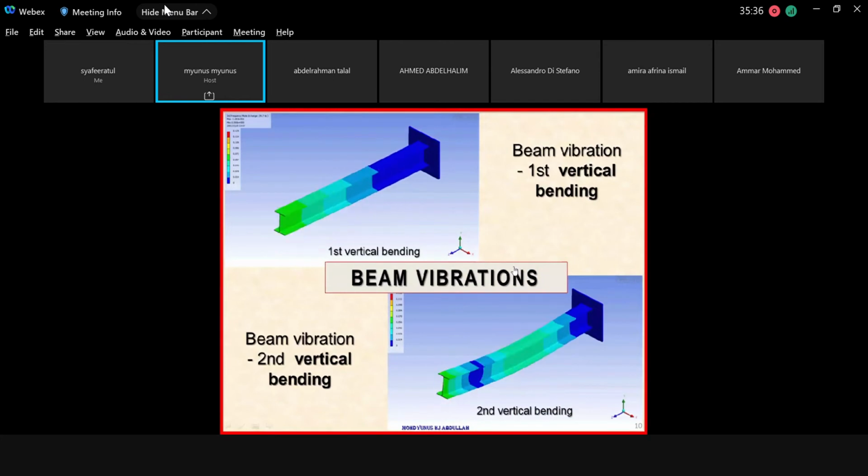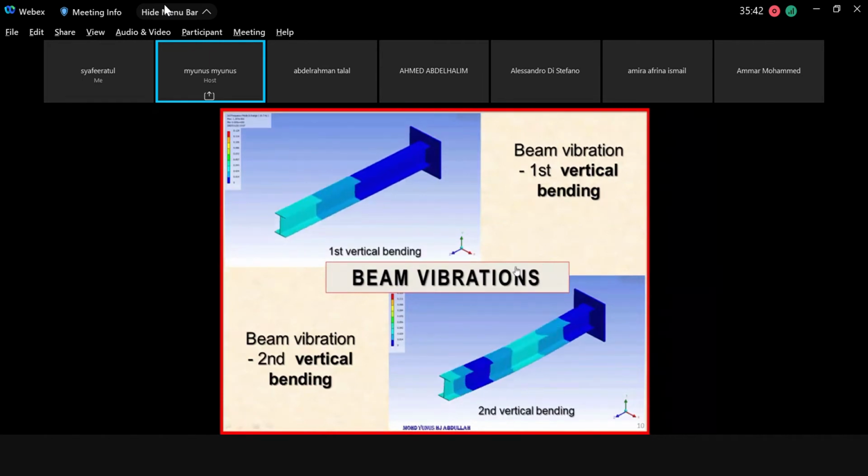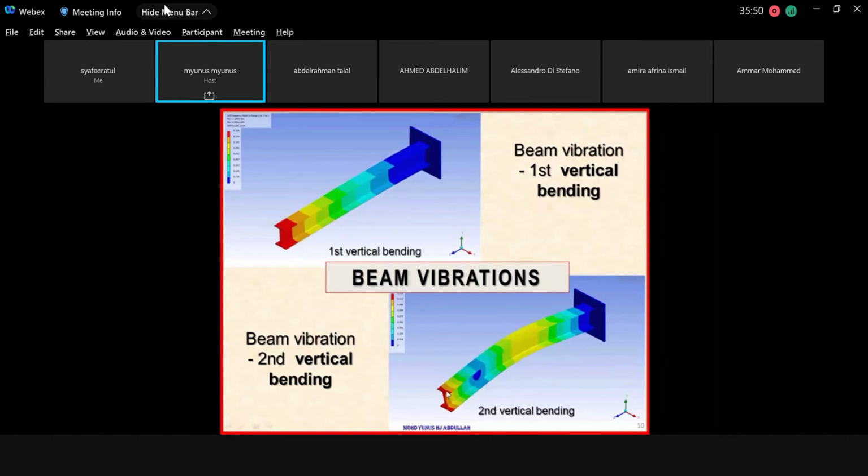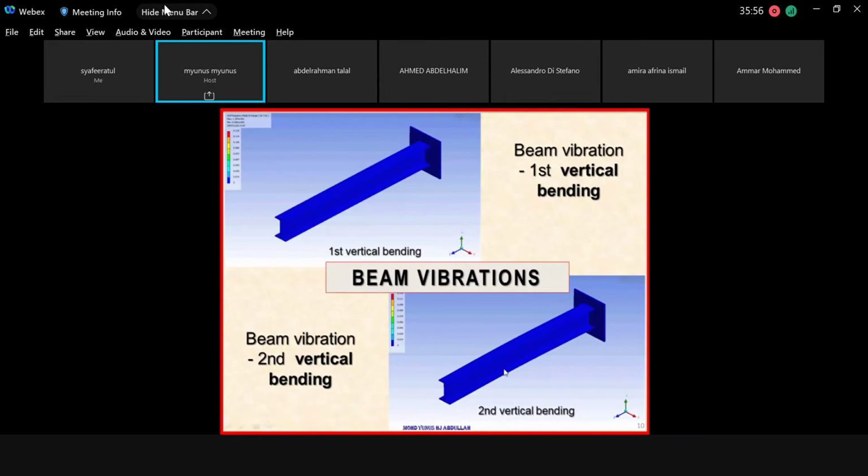From the engineering perspective, in the real life of the engineer, you need to know this. How much the beam will be deflected in X and Y, for example. This one is deflection on Y, this one will be deflection on Y also, but you have two nodes here. One will be at the middle, the other one will be at the tip. This one has only one at the tip here. So the higher the mode, the more deflection on the beam. This is what you call an I beam with one fixed end.